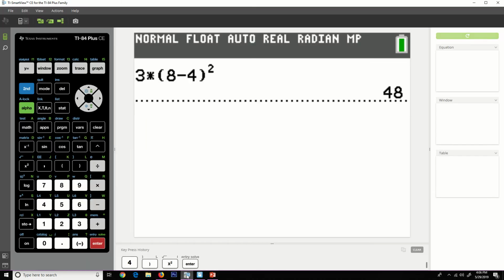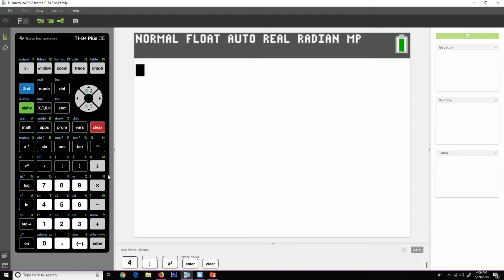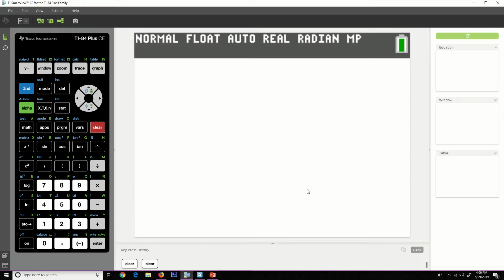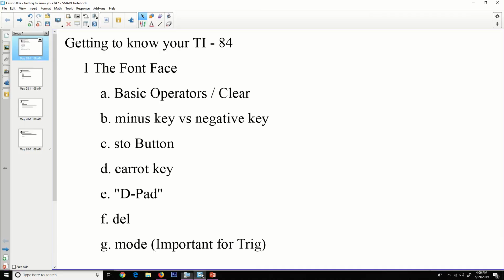The clear key, if you look right here, the clear key is right there, and it will empty whatever is in the screen. And in fact, there's a couple of things it'll do. If you have started an operation, if I hit clear once, it's just going to clear out that operation, but if I hit clear the second time, it'll clear out everything.